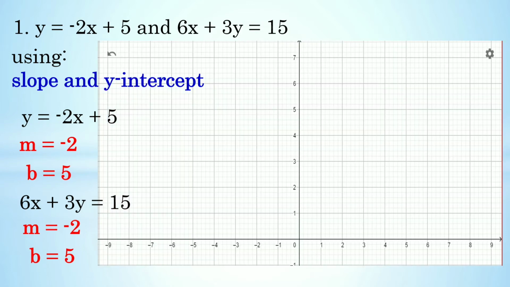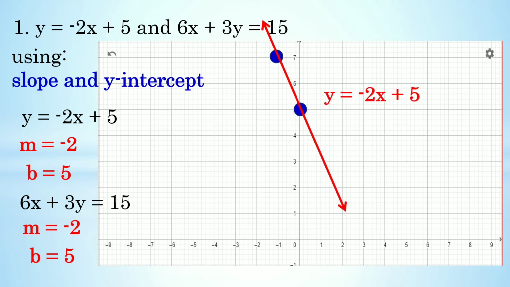So, i-plot natin siya. So, sa ating first equation, meron siyang y-intercept na 5. So, doon tayo sa y-axis. And then, dahil ang slope niya ay negative 2, bilang tayo dalawa pataas at isa pakaliwa. So, 1, 2, then 1. So, ayan po. So, ito yung graph ng ating first equation na y equals negative 2x plus 5.